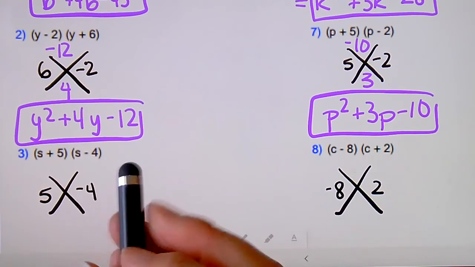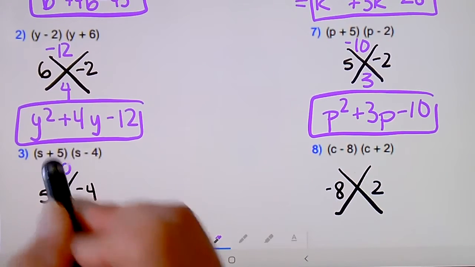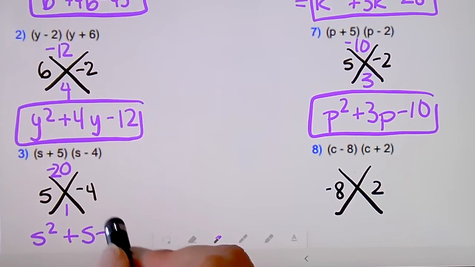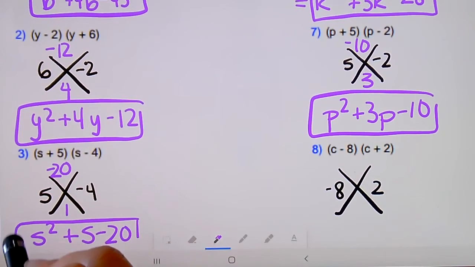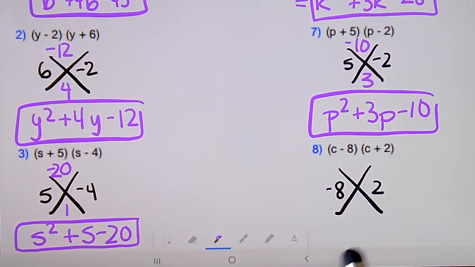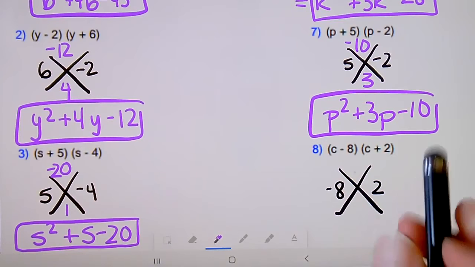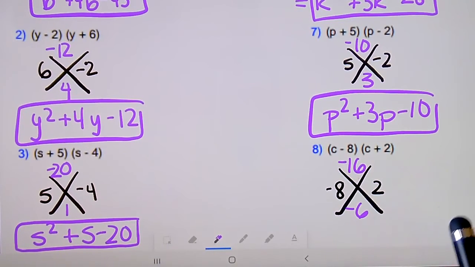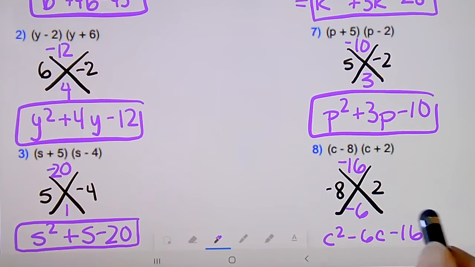Down here, I have a 5 and a -4. Those multiply to -20, add to 1. These are s's, so this is s squared plus 1s, or you can even just write s minus 20. Over here, -8 and 2 give me a -16 when I multiply and a -6 when I add. These have c's, so this is going to be c squared minus 6c minus 16.